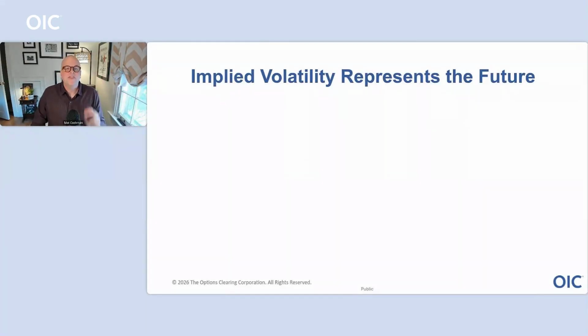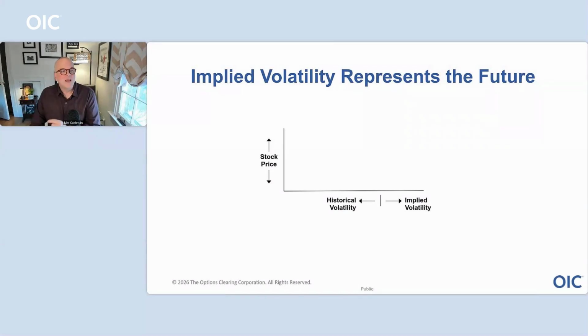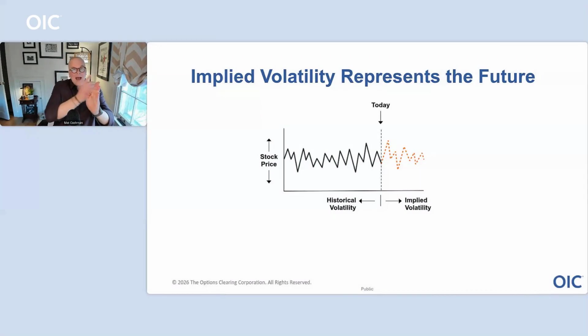So I want you to think about implied volatility as a forward-looking metric, because that's really what it is. If you think about the price of the underlying over time, and you think about where we are today, what has happened previous to today, all the way up until today, is what we call historical volatility or delivered volatility. It is what has happened previously, and that is backward looking. Anytime you hear someone talk about implied volatility, most of the time they're also going to contrast that with historical volatility, which is the flip side of that coin.